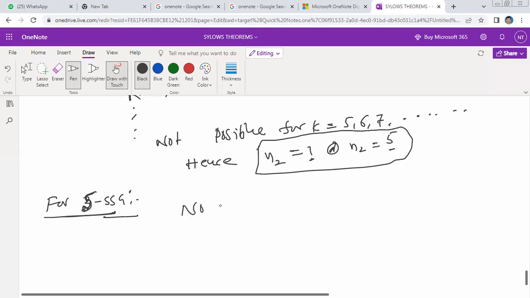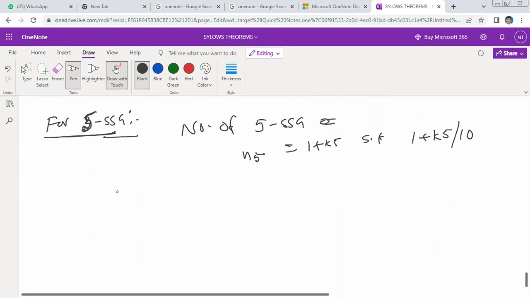Number of 5 SSG, it can be denoted by N5. N5 is equal to 1 plus K5 such that 1 plus K5 divides the order of G, 10. For what values of K can this be true? First check.